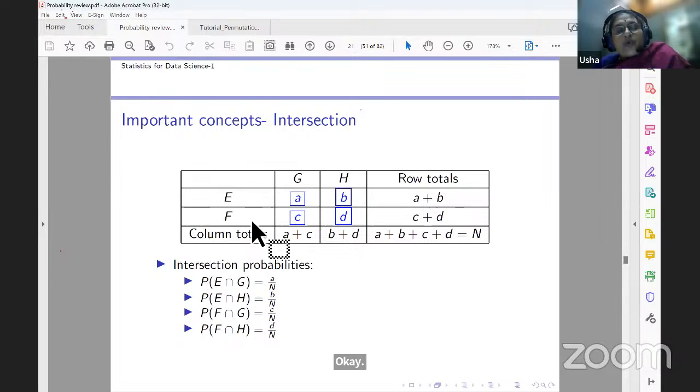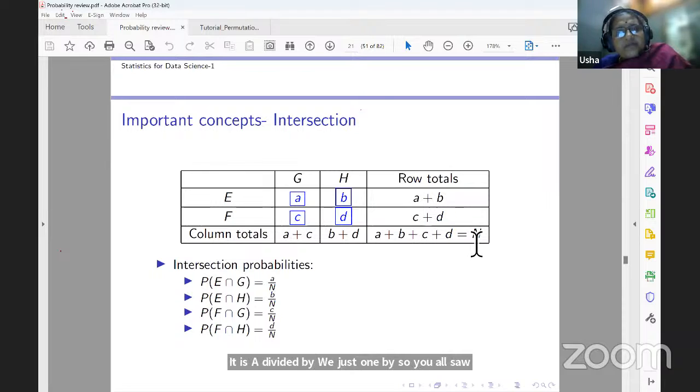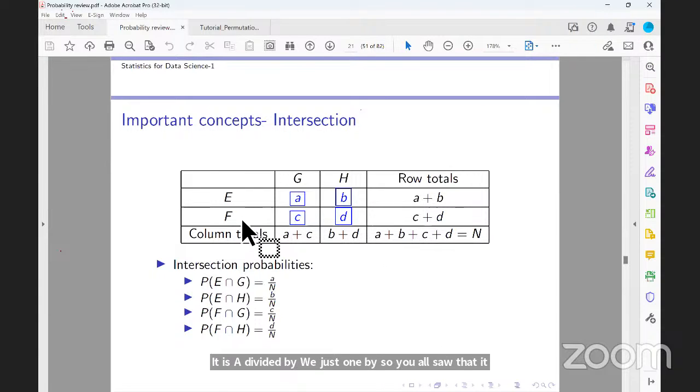So what is the probability of E intersection G? It is A divided by N. You all saw that it was H2, H4, H6 divided by 12. You all said it was the right answer, right? It is 3 by 12. Is that right?